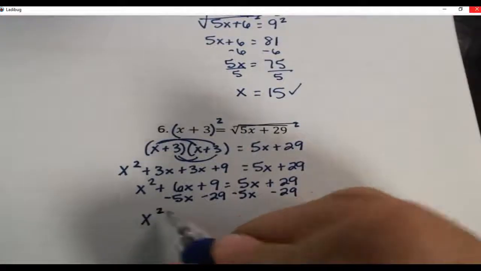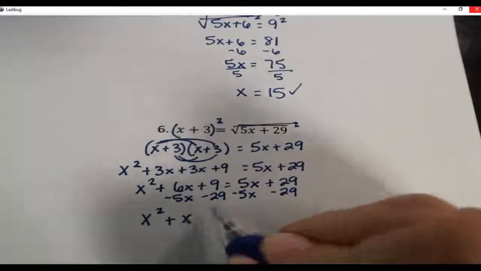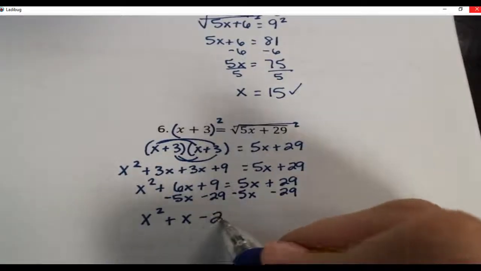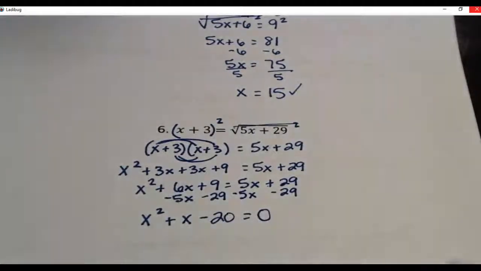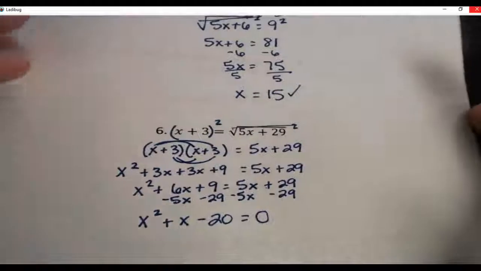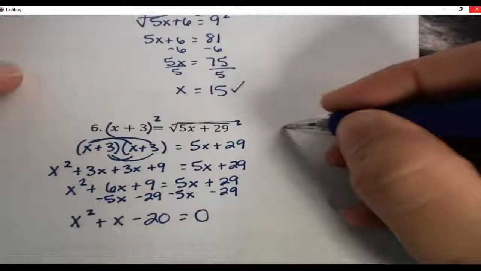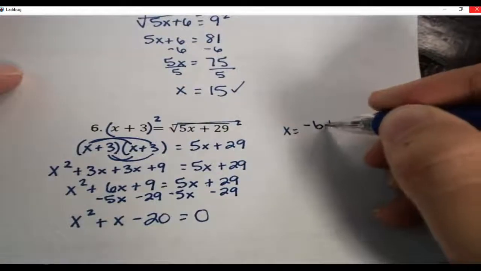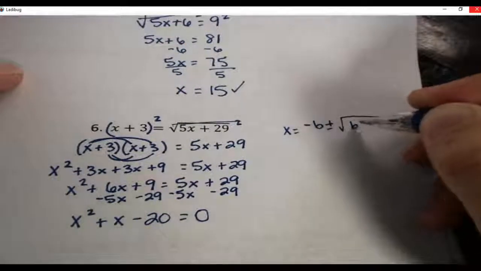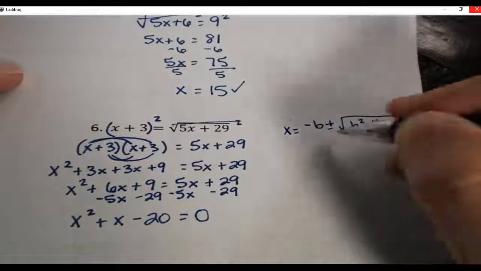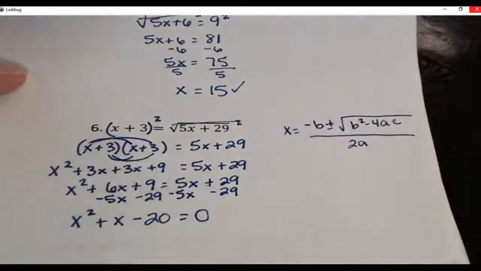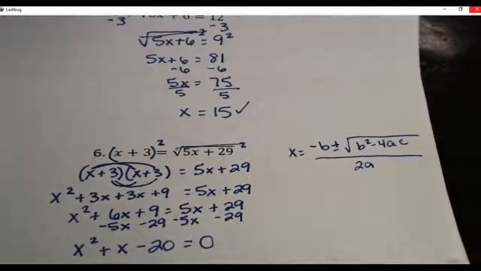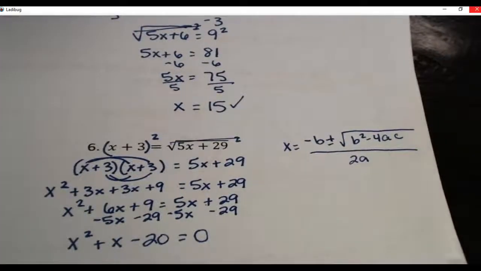So then we get x squared. 6 minus 5 is 1x. 9 minus 29 is negative 20. And this is about as tough as these problems get. So we need quadratic formula, which was this. So negative b plus or minus the square root of b squared minus 4ac, and then everything over 2a.